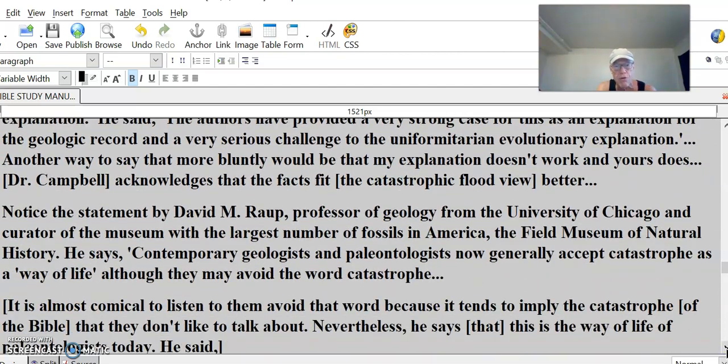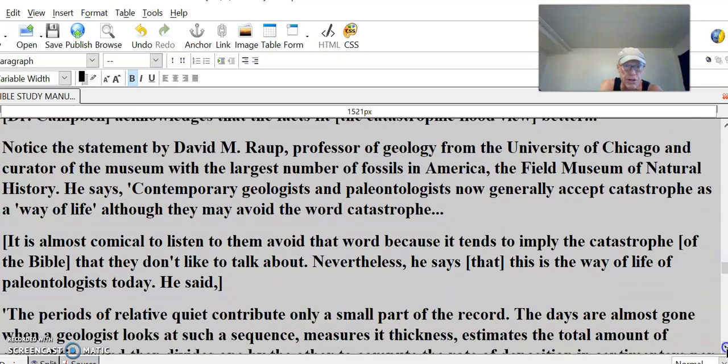Notice the statement by David Raup, professor of geology from the University of Chicago and curator of the museum with the largest number of fossils in America, the Field Museum of Natural History. He says contemporary geologists and paleontologists now generally accept catastrophe as a way of life, although they may avoid the word catastrophe. It is almost comical to listen to them avoid that word because it tends to imply the catastrophe of the Bible that they don't like to talk about. Nevertheless, he says, this is the way of life for the paleontologists today.